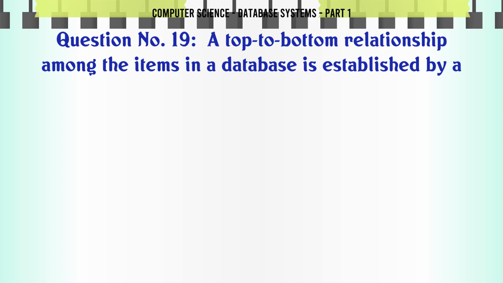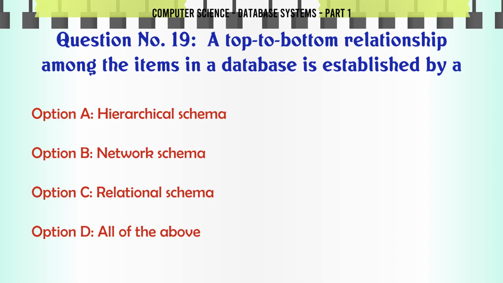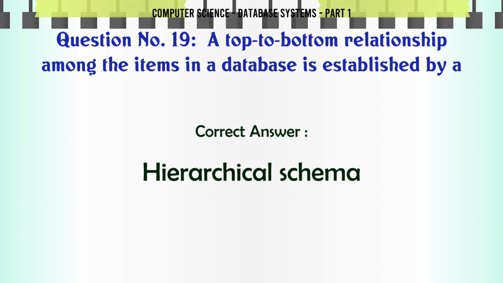A top-to-bottom relationship among the items in a database is established by A. Hierarchical schema. B. Network schema. C. Relational schema. D. All of the above. The correct answer is hierarchical schema.